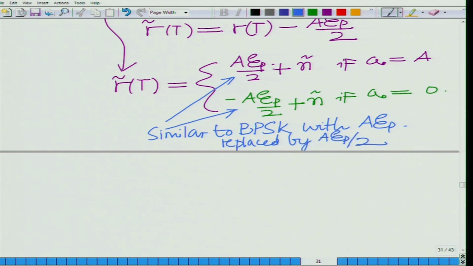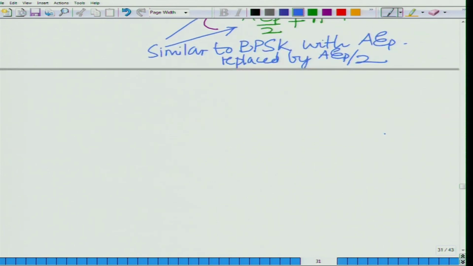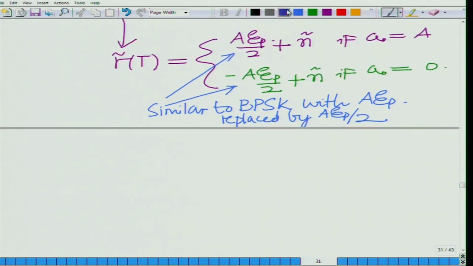similar to BPSK with AEP replaced by AEP by 2. Therefore, again now we have something that is similar to BPSK, that is AEP by 2 plus n tilde, minus AEP by 2 plus n tilde. Remember, for BPSK, binary phase shift keying, we had AEP plus n tilde, minus AEP plus n tilde. Therefore, in that sense this is similar to binary phase shift keying with AEP replaced by AEP divided by 2.